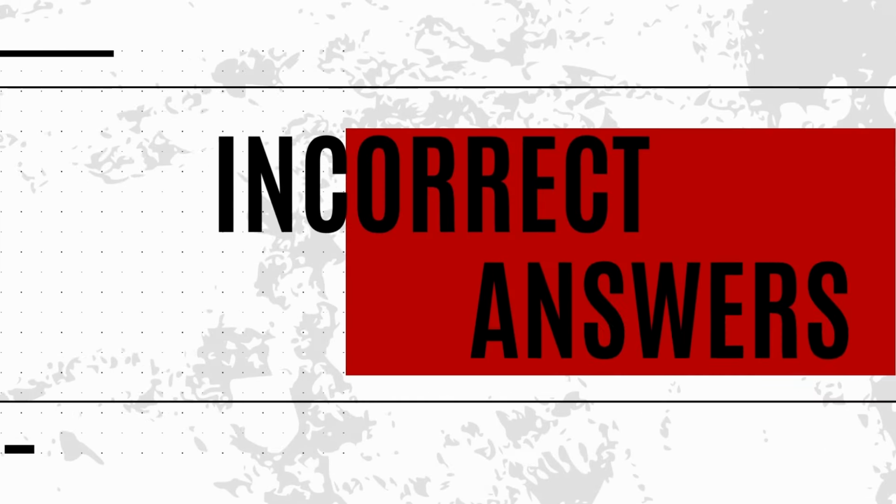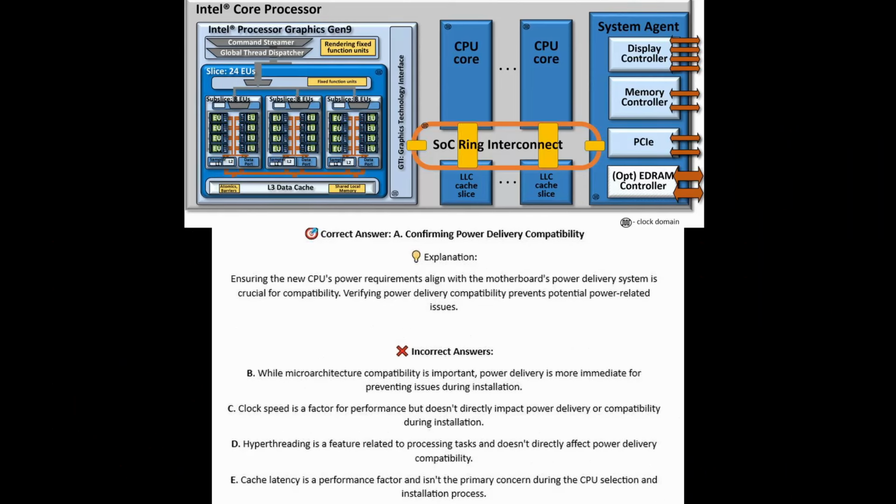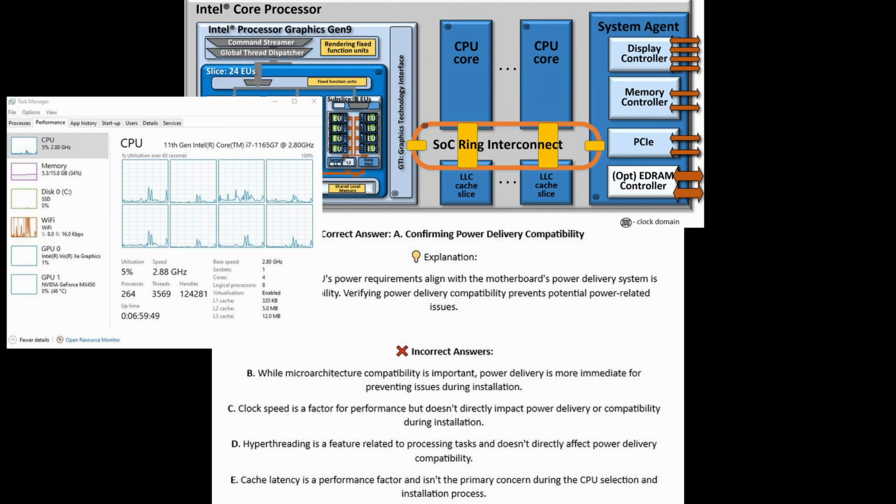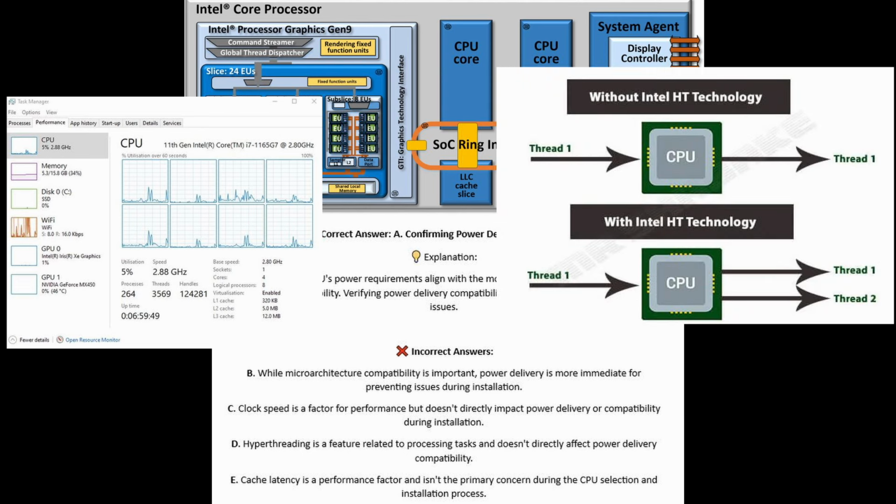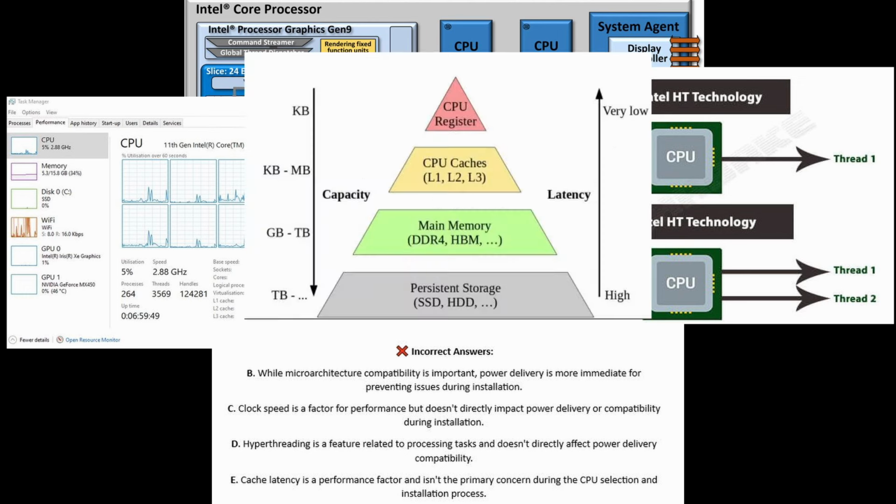And now for the incorrect answers, whilst micro-architecture compatibility is important, power delivery is more immediate for preventing issues during installation. Clock speed is a factor for performance, but doesn't directly impact power delivery or compatibility during installation. Hyperthreading is a feature related to processing tasks and doesn't directly affect power delivery compatibility. And cache latency is a performance factor and isn't the primary concern during the CPU selection and installation process.